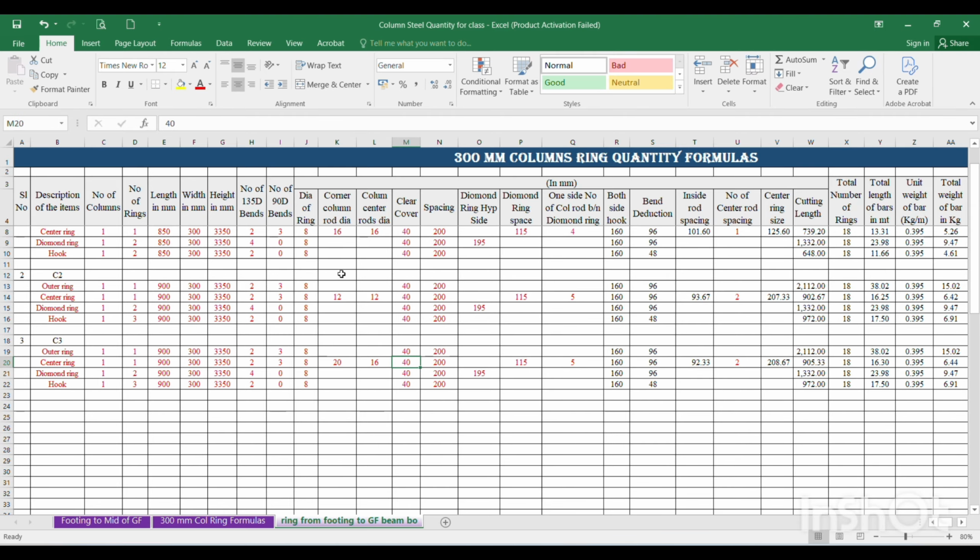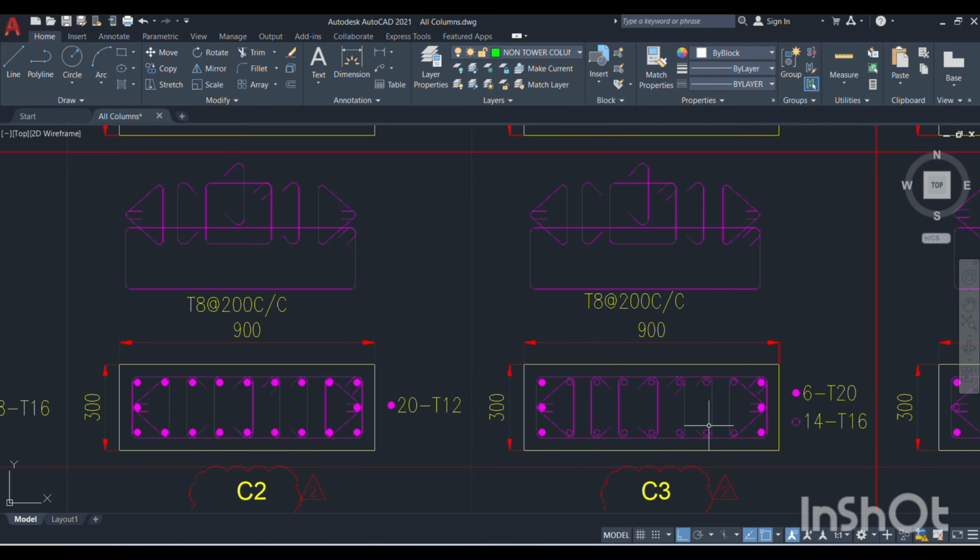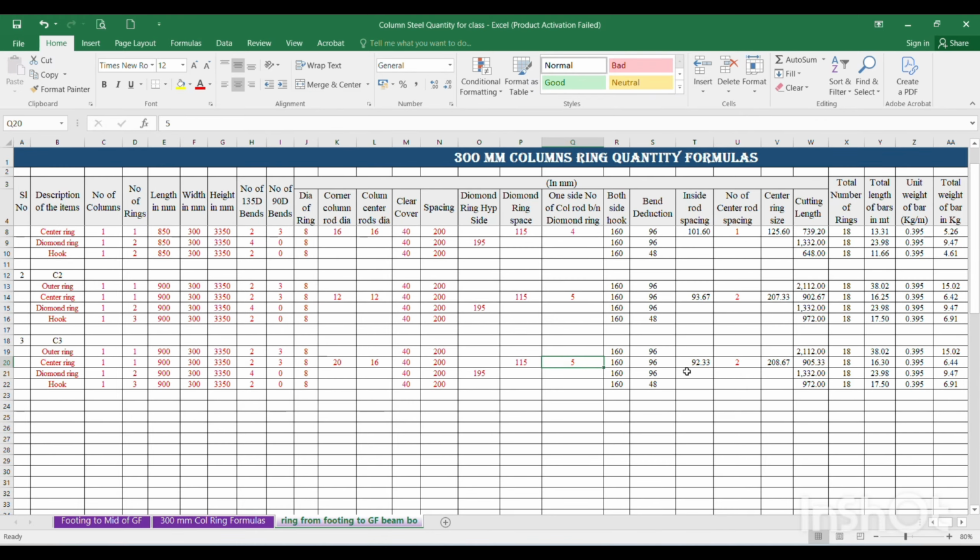Okay, then column cover is the same, column rod spacing is the same, diamond ring hypotenuse size is the same, and diamond ring rod spacing I am keeping the same. And here, one side number of column rods is also the same, because here also 20 number, here also 20 number. That's why this is 5 number, 1 2 3 4 5, the same, that's why I am keeping 5 the same.